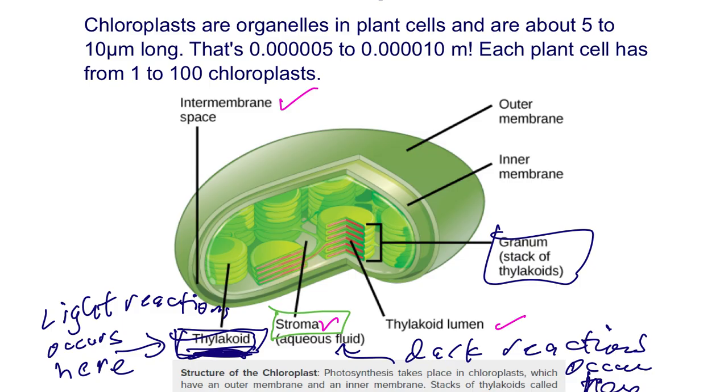So here's a good picture of a chloroplast cutaway. There's the thylakoids that I was talking about. The thylakoids are each of those little discs. Each of those little discs is a thylakoid. And the stack is called a granum, a stack of thylakoids.